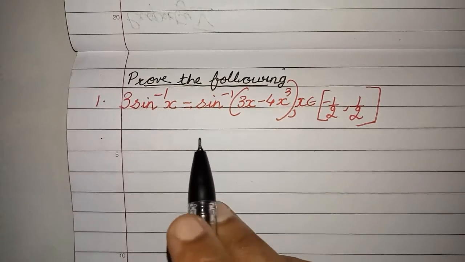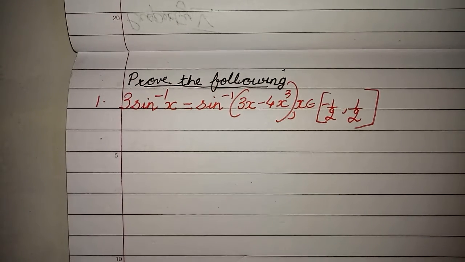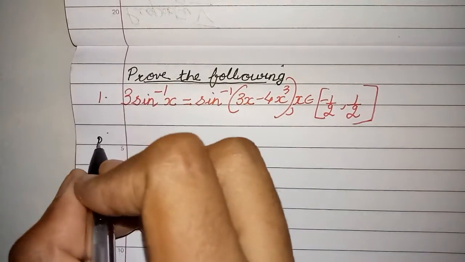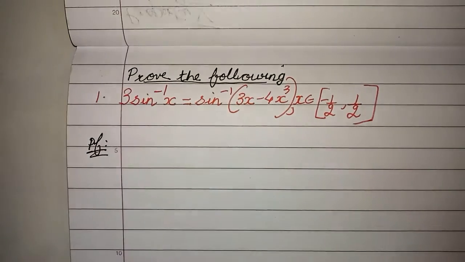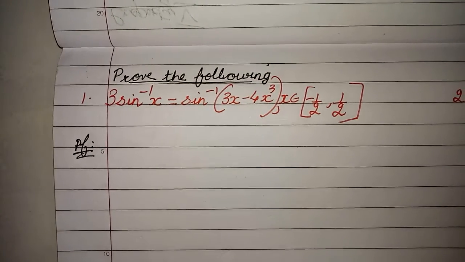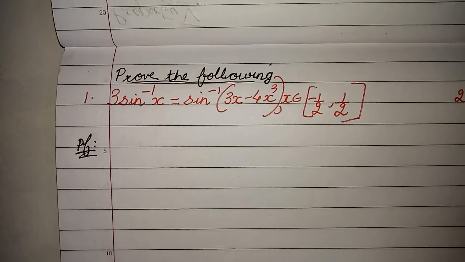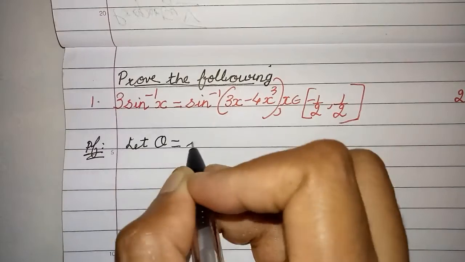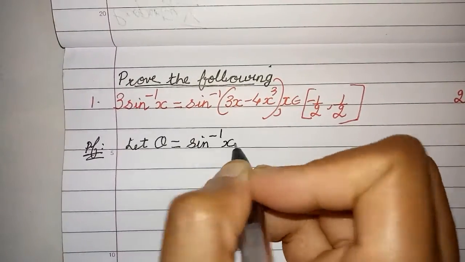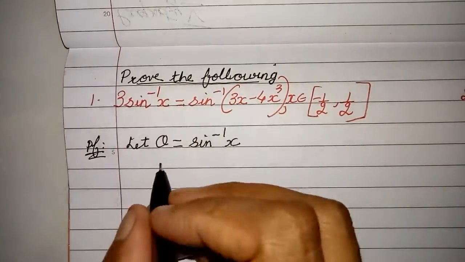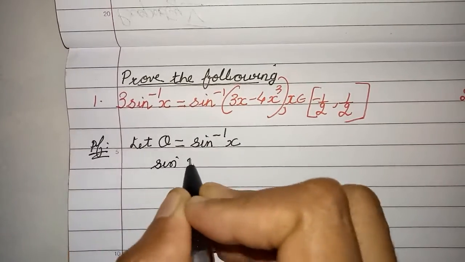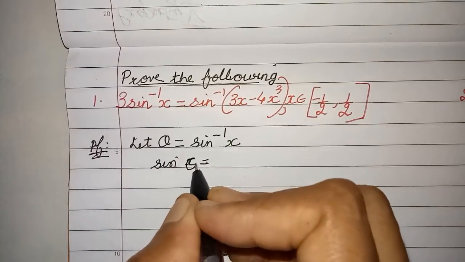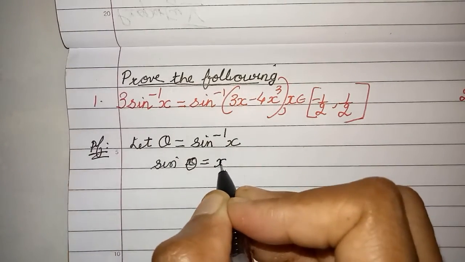So let us start. Okay, it's a different type of problem, but easy also. Once you get practice of it, it will be easy. So let us start with the proof. These kinds of problems are done with what is called the substitution method. Substitution method is used here. So what I am going to do, children, is assume theta is equal to sin inverse of x. Alright, so what will happen here? My sin theta will be equal to x.